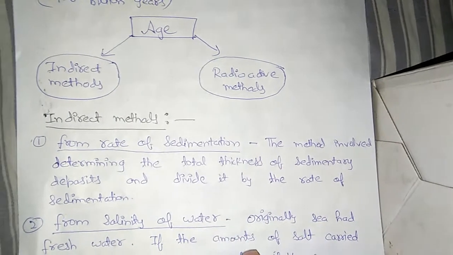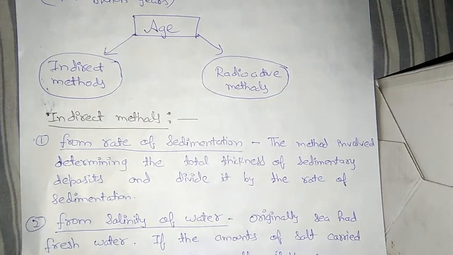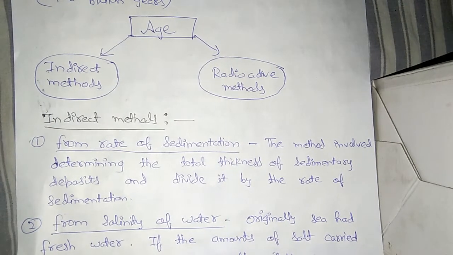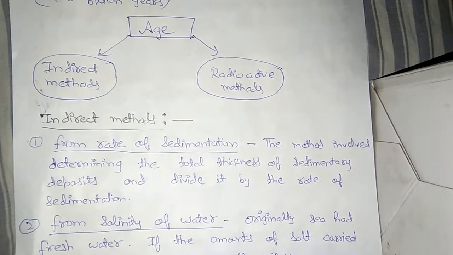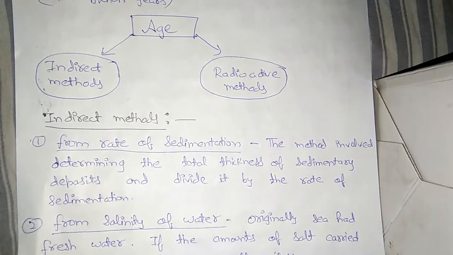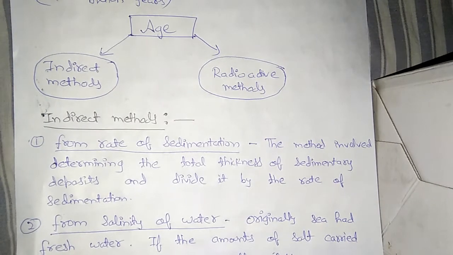The method involves determining the total thickness of sedimentary deposits. First we will have to determine the total thickness of the sedimentary deposit, and then we will divide it by the rate of sedimentation. If we do this, then we can calculate the age of earth.